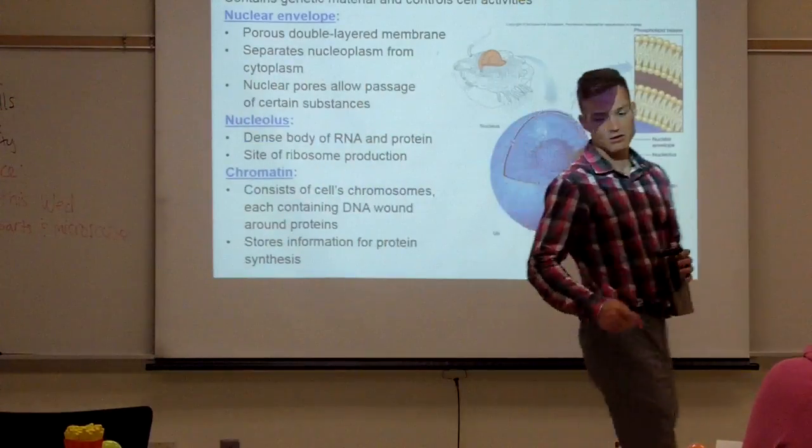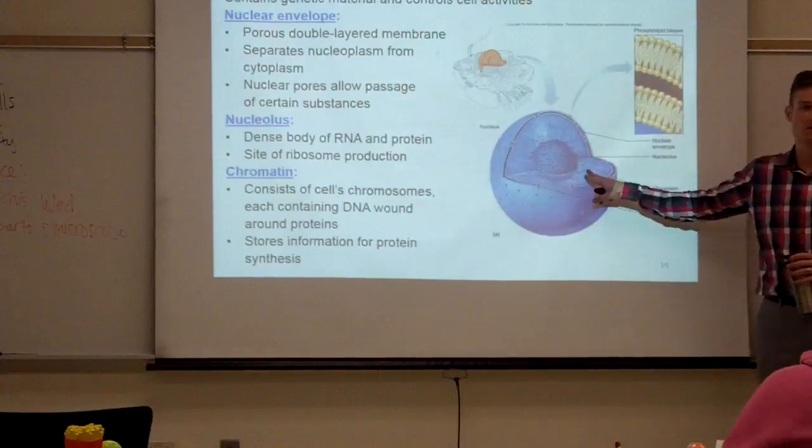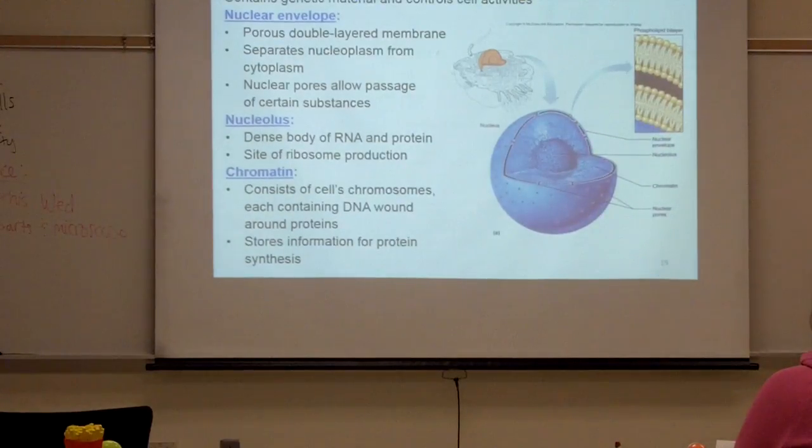Chromatin is inside the nucleus. Chromatin is just a fancy name for jumbled DNA, or disorganized DNA. So if you hear the word chromatin, we're still talking about DNA, we're just saying this is the disorganized form.